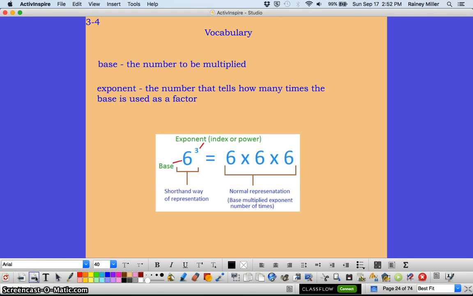You are going to need your dictionary because we have some new vocabulary words for you to add in. The first vocabulary word is base. That's a number to be multiplied. So this 6 here is the base. And then you also have the exponent, the number that tells you how many times the base is used as a factor. So there's 3 right there, and the problem would actually be 6 times 6 times 6, or 6 three different times. Pause the video if you need to in order to get this written down.